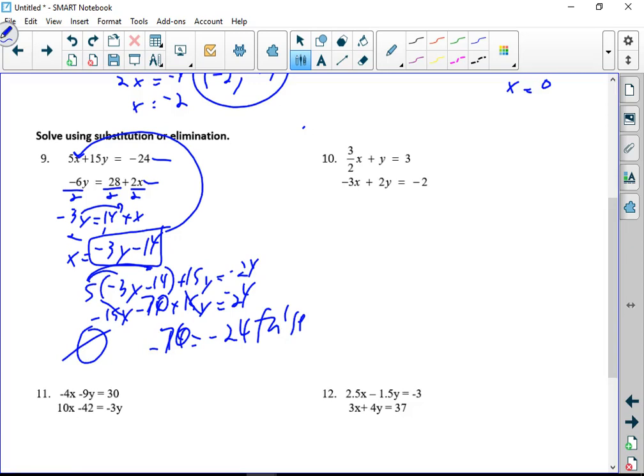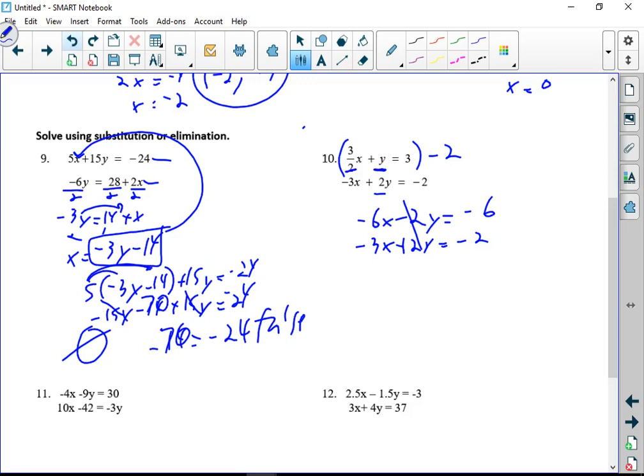Okay, now number 10 looks like it might be a good one for substitution because of this y, but you've got some fractions going on, which would make substitution a little bit more challenging. So if you look at it, you have 2y here and a y here. If you multiply by -2, two things happen. You'll be able to cancel the y, and this is going to cancel with the 2, which works out very nicely. So I multiply negative 2 times this. The 2's cancel. I end up with negative 6x minus 2y equals negative 6. And then down here, I got negative 3x plus 2y equals negative 2.